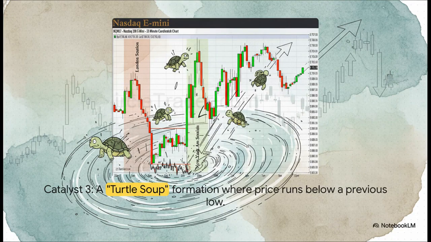And this one perfectly illustrates a third catalyst, the famous turtle soup. This is your classic stop run. You see price dip just below a really obvious previous low. What's it doing? It's grabbing all the sell stop liquidity that was sitting there, and then it just violently reverses. This fake out move is often what kicks off a really powerful AM trend in the other direction.